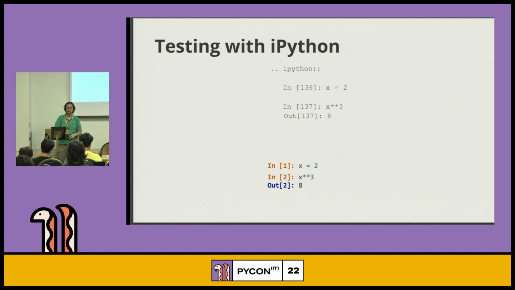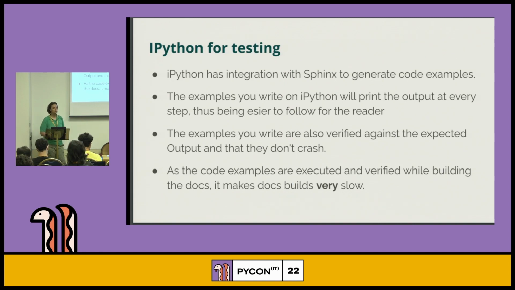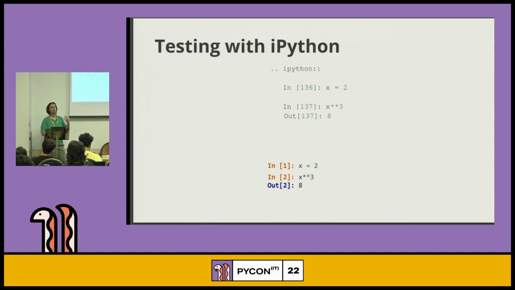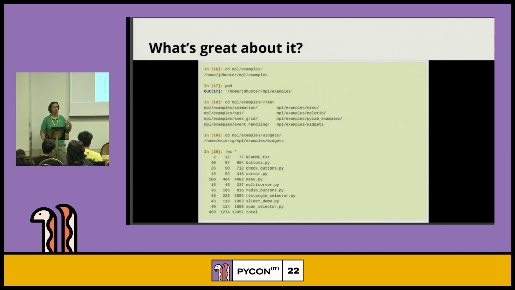In general, the problem with iPython is that it's very slow, because all the Python code gets executed while compiling the documentation. So compiling the documentation becomes very slow. And it doesn't have any major benefit compared to using doctest, which is faster and from some point of view easier to use. So why am I talking about it here? Because it provides you all the power of iPython itself.